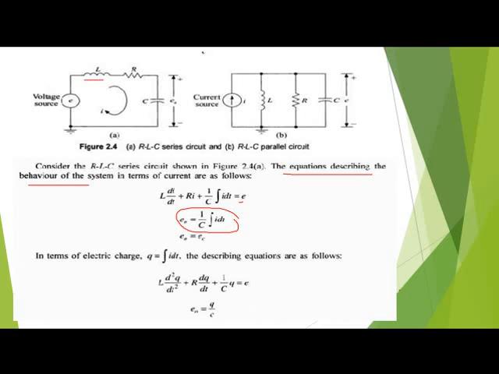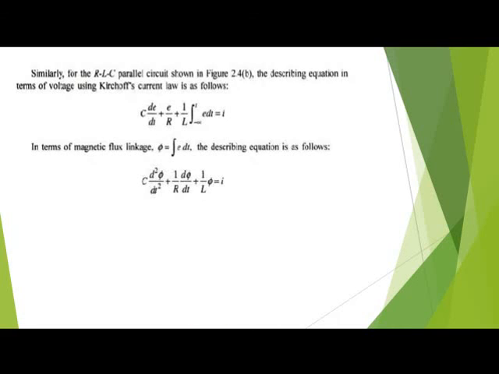The first equation can be written in terms of electrical charge: L into d square q by dt square plus R into dq by dt plus 1 by C into q equals E. This is the output equation, E naught equals q by C. Next, similarly, the RLC parallel circuit is shown here.